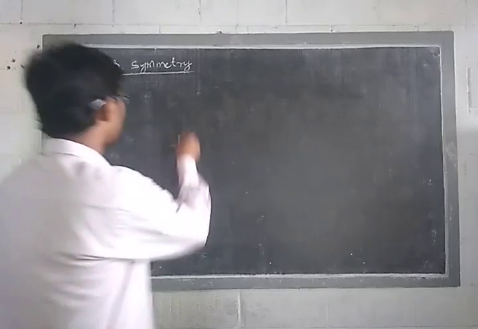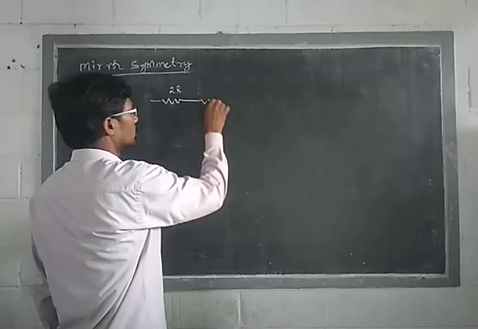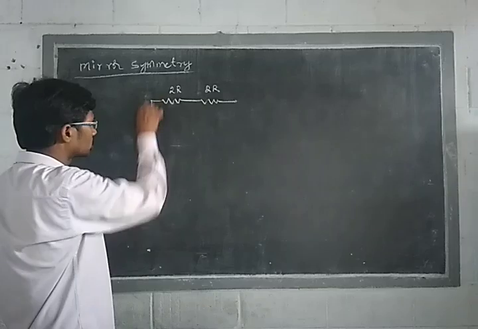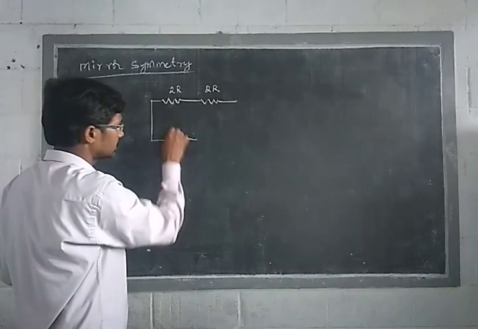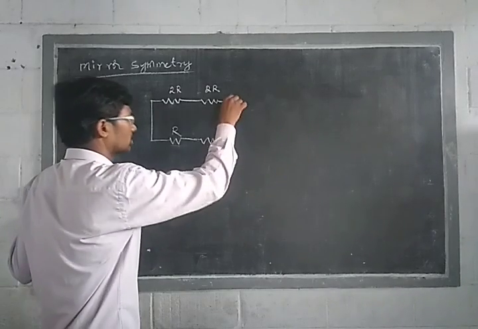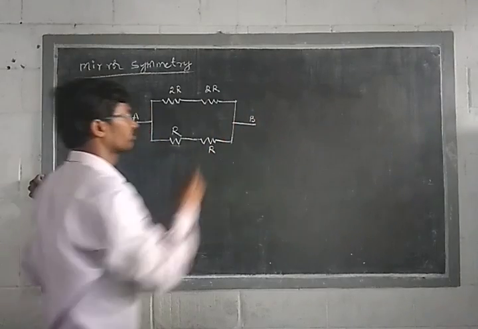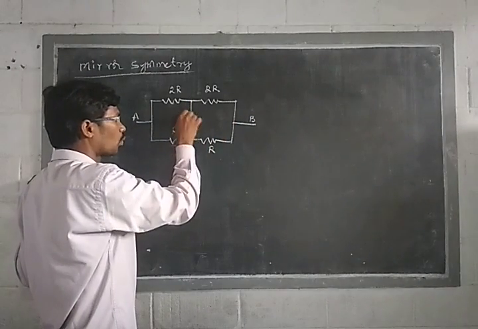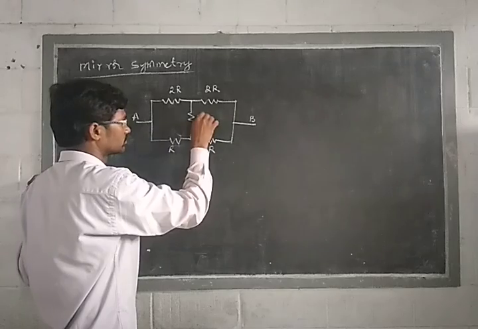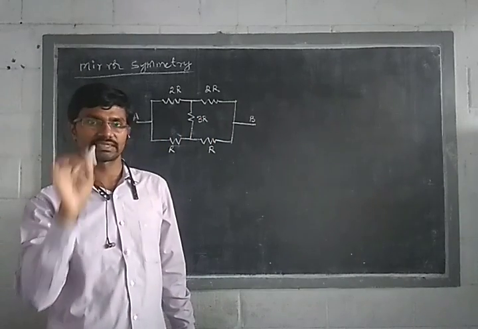See that we have the resistance network. Here we have 2R and one more resistance 2R, and then the resistance connection is R, and one more resistance here is R, and here are the ends of the terminals of the resistance circuit. But in between, again, we have one more resistor of resistance 3R. Now you need to find the equivalent resistance of the combination.